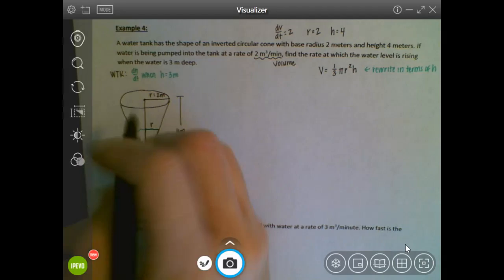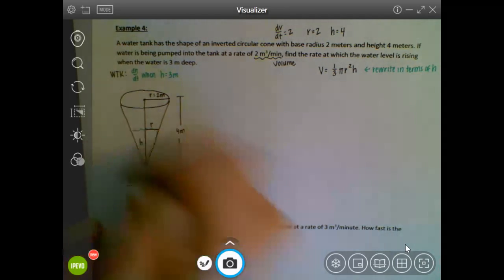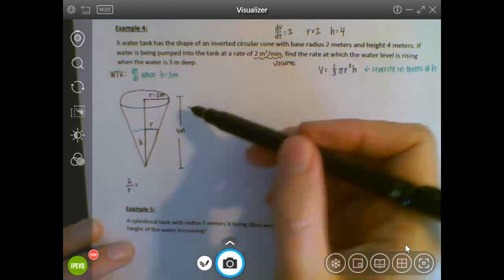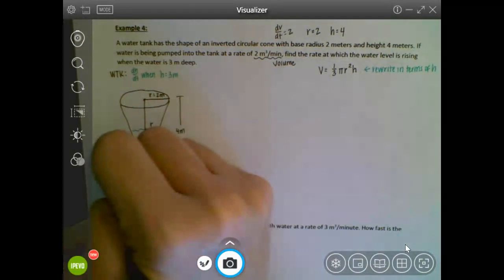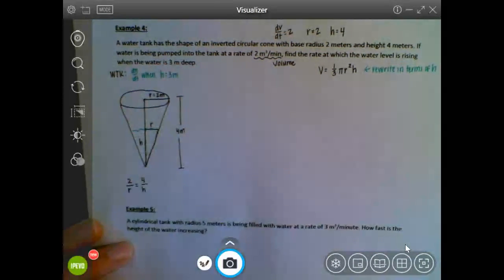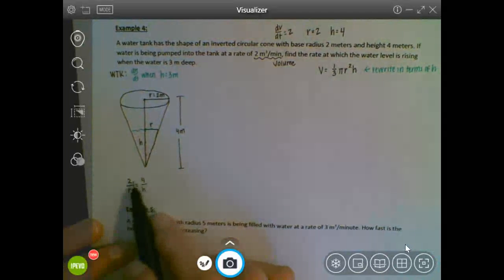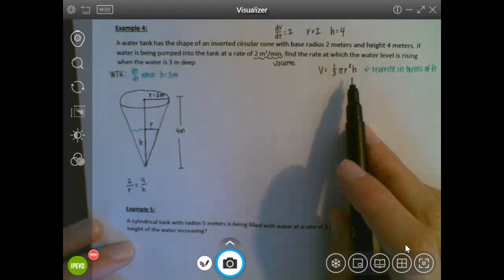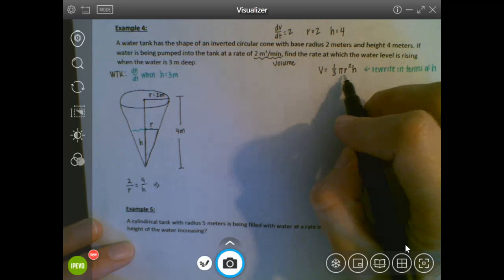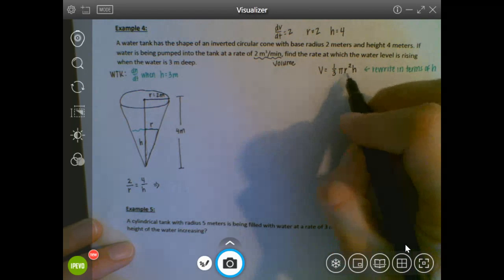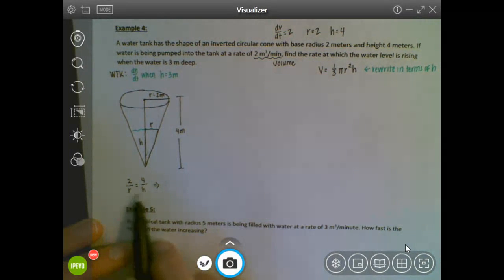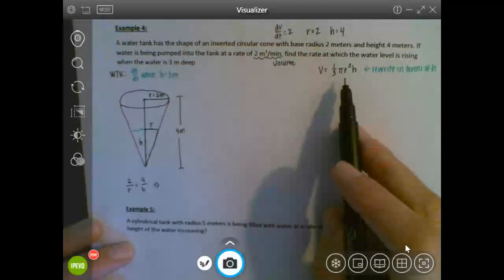My radius of my cone is 2, and that's going to be over my little radius r. And my height of my big cone is 4, and I'll put that over my little h. This ratio is going to allow me to substitute something in for this formula. I want to plug in for r, to get rid of this r so that I have the whole formula in terms of h. So I want to use this ratio to solve for r, so I can plug that in there.